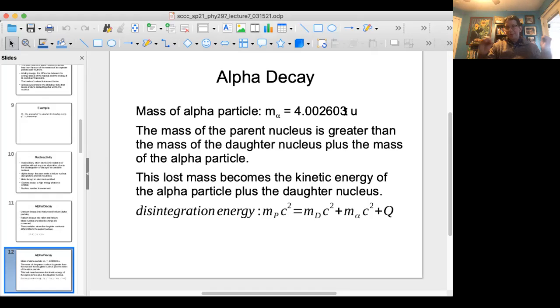So the alpha particle and the daughter nucleus will recoil from each other. Momentum is conserved. So whatever momentum the alpha particle has, the daughter nucleus will have the same magnitude momentum in the opposite direction. However, typically, the alpha particle is quite a bit less massive than the daughter nucleus, so most of the kinetic energy goes to the alpha particle.